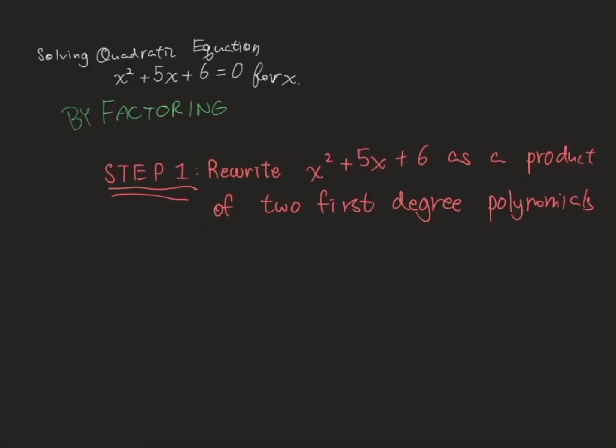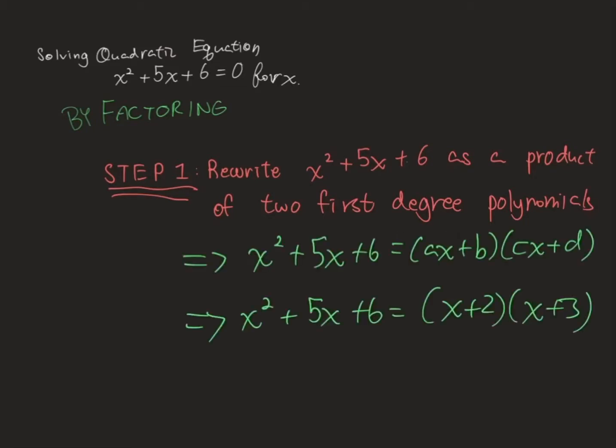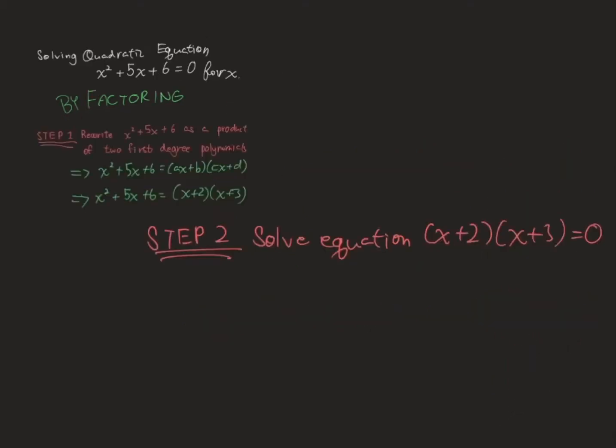Step 1, we have to rewrite x squared plus 5x plus 6 as a product of two first-degree polynomials. So x squared plus 5x plus 6 will equal (x plus 2) times (x plus 3). So our second step is to solve the equation (x plus 2) times (x plus 3) equals 0.